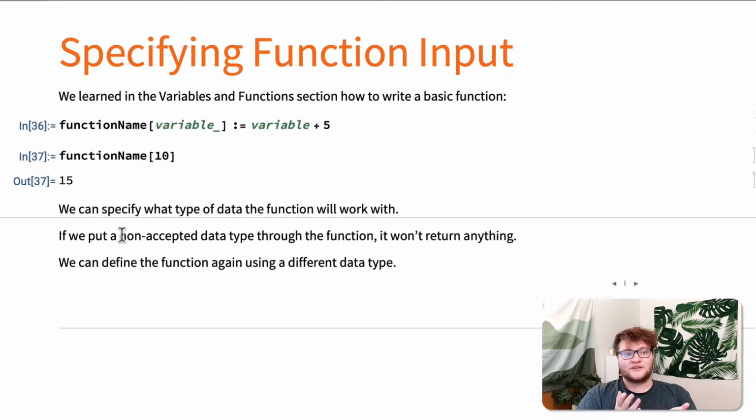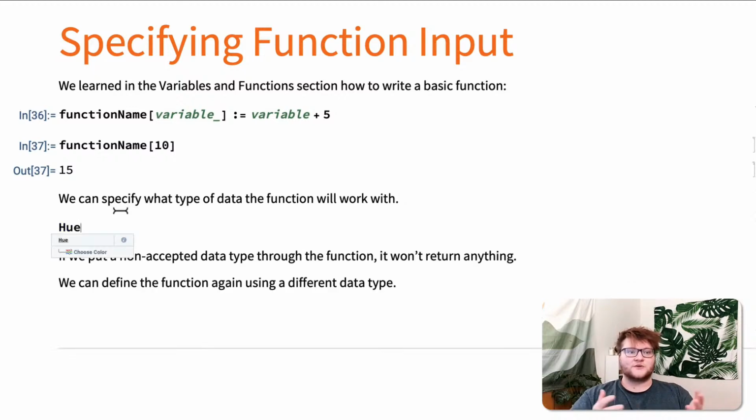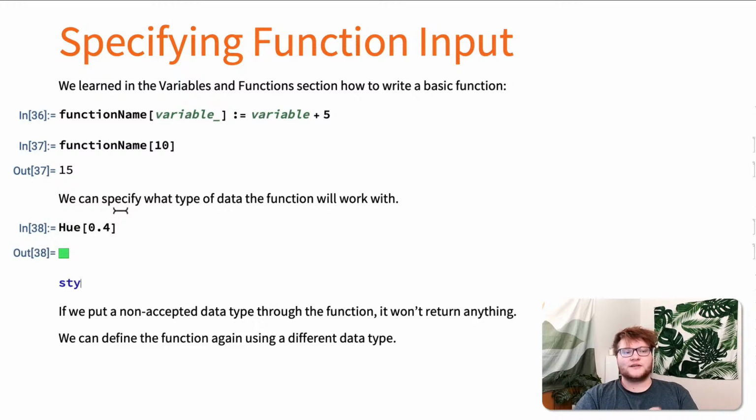So for example, we can specify what type of data the function will work with. So let's make a function that takes a real number and turns it into a color. We can do that operation with a function called hue. So hue of 0.4 gives us this nice little green color. So let's make a function, we'll call it style function, and it's only going to take real numbers. So I need to specify that the head of my x needs to be real. Then we're going to set delay that and call it hue of x, and that's what we'll return.